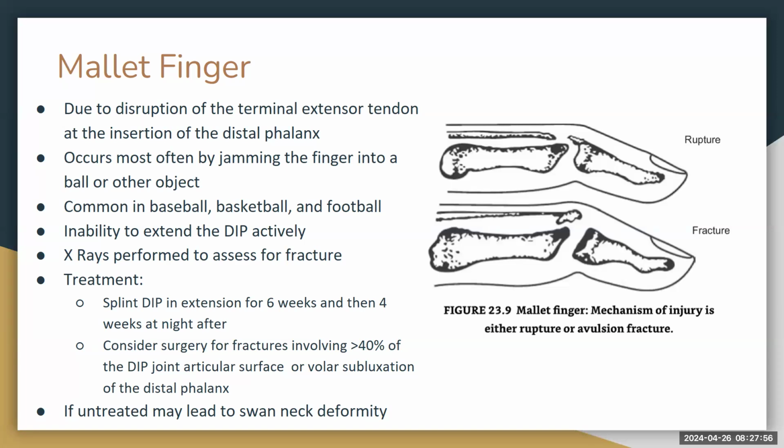X-rays again for fracture. You treat these with splinting the DIP in extension for 6 weeks, and then 4 weeks at night after. Consider surgery again for that 40% of the joint surface we talked about earlier, and then volar subluxation of the distal phalanx. If you have that, consider surgery. If untreated, you can end up with a swan neck deformity. So good thing to keep in mind here.